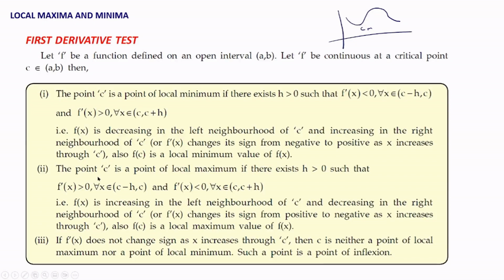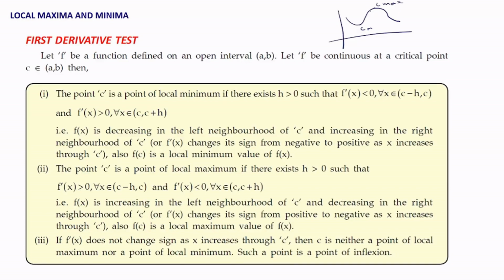And next we have C as a point of local maximum if there exists h greater than 0 such that f dash of x is greater than 0 for all x belonging to (c minus h, c), and f dash of x is less than 0 for all x belonging to (c, c plus h). So at all these points, if we consider this point, it is a point of local maxima.